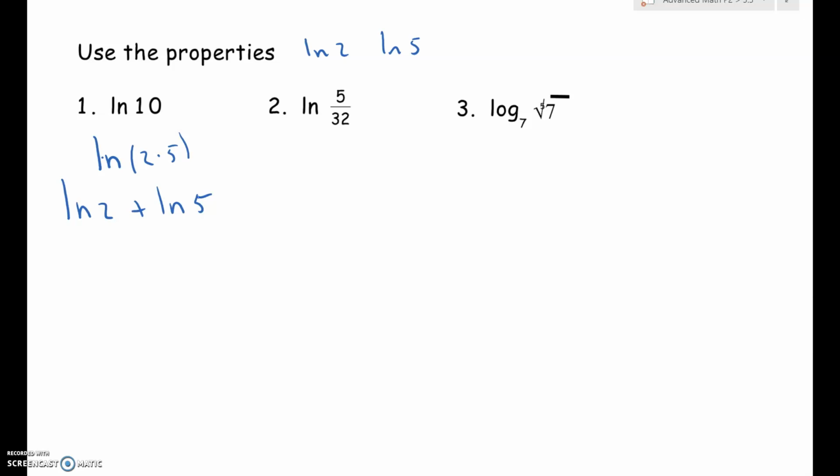Okay, so again, in number 2, we're going to write some things as 5s and 2s. This might look a little strange at first, but this is 5, and then this is 2 to the 5th, right? We want to make sure that that's a number. So if we break that apart, division is subtraction.